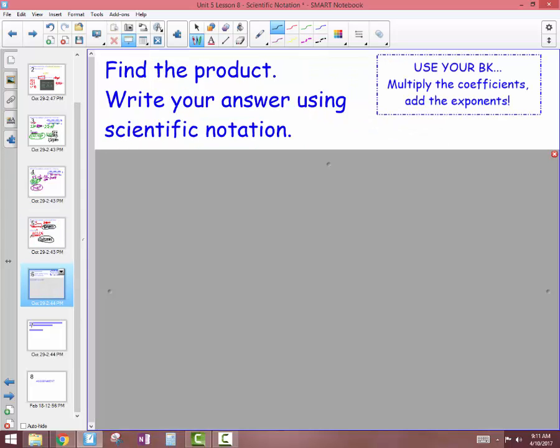Two examples of what you're going to have to do on the second assignment and what you're going to have to do on the test next week. But it says to find the product, write your answer using scientific notation. What I would really draw your attention to is the fact that we have background knowledge on this.